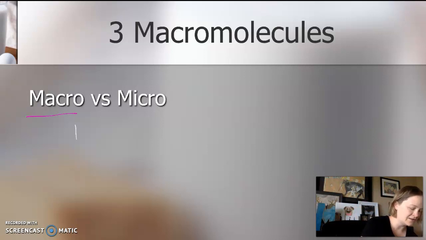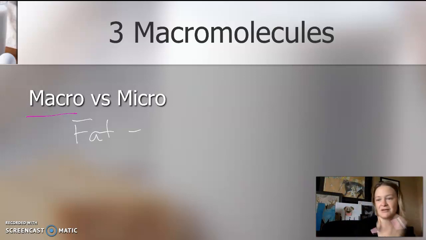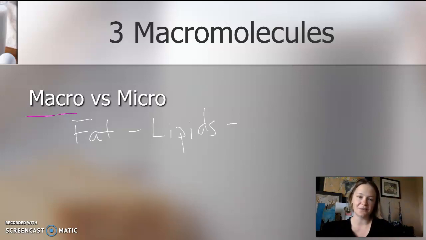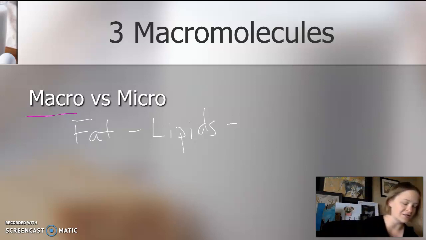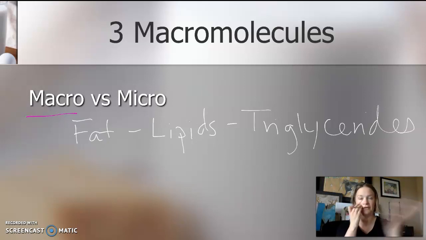The first one is what we call fat molecules. That's not super sciencey, so you'll hear people refer to that, but that's simply referring to a type of molecule. In bio or biochem, we refer to those structures as lipids. And your doctor will refer to those structures as triglycerides. But they're all the same type of huge molecule.